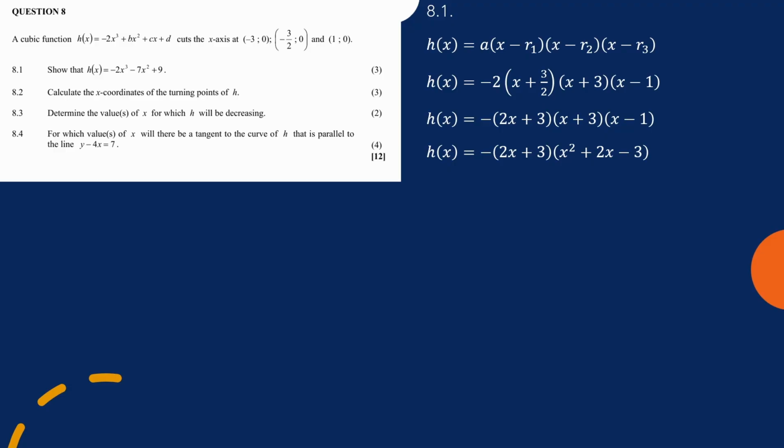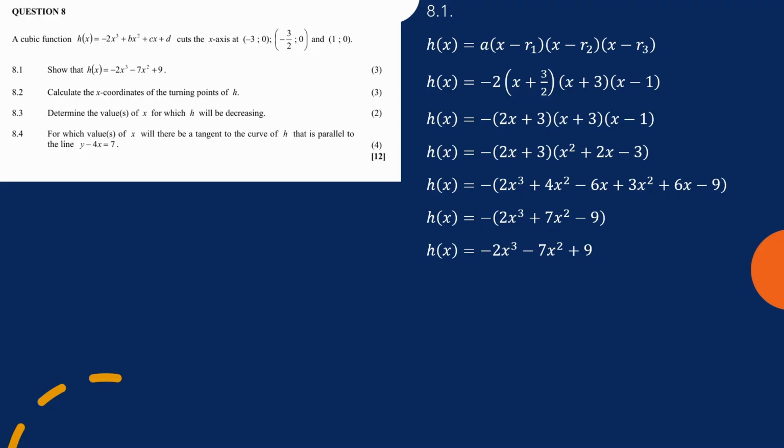Expanding x plus 3 multiplied by x minus 1, I get x squared plus 2x minus 3, and the 2x plus 3 is still there. And finally, expanding those two, I will have negative of open bracket 2x cubed plus 4x squared minus 6x plus 3x squared plus 6x minus 9. Simplifying my function a little bit, I will get negative of 2x cubed plus 7x squared minus 9, and hence the negative multiplying everything will leave me with negative 2x cubed minus 7x squared plus 9, and that's what the question has asked me to show, and I've shown it.